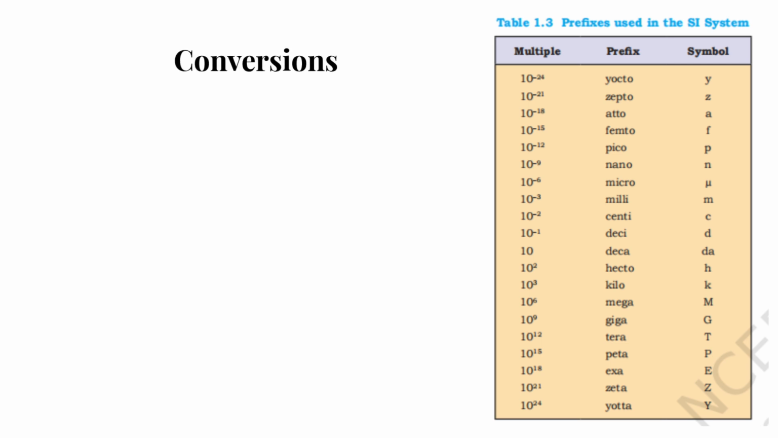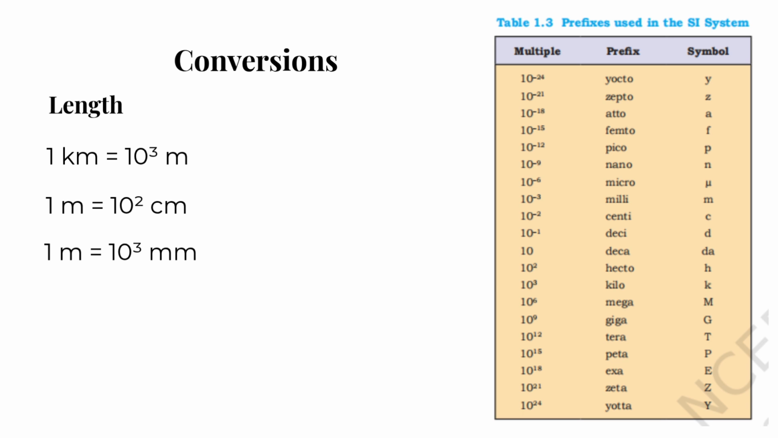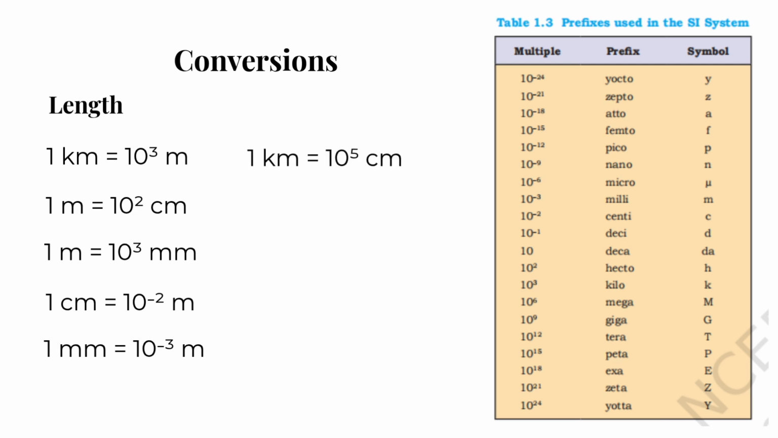Alright, now let's look at some important conversions of length. 1 kilometer is equal to 10 to the power 3 meters. 1 meter is equal to 10 to the power 2 centimeter. 1 meter is equal to 10 to the power 3 millimeters. 1 centimeter is equal to 10 to the power minus 2 meter. And 1 millimeter is equal to 10 to the power minus 3 meter. 1 kilometer is equal to 10 to the power 5 centimeter. 1 kilometer is equal to 10 to the power 6 millimeter.